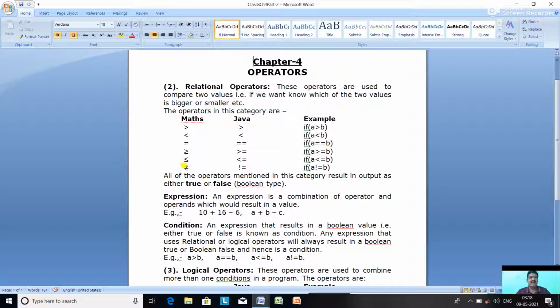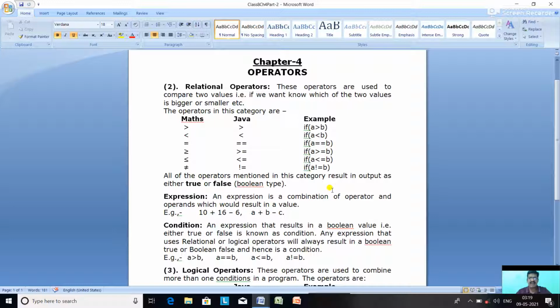The last operator is called not equal to. In Java, the exclamation sign and equal to sign together are called not equal to. Okay, like if A is not equal to B. If the A value is not equal to B, then the output will be true, otherwise false. All of the operators mentioned in this category result in output as either true or false, that is called Boolean type value.